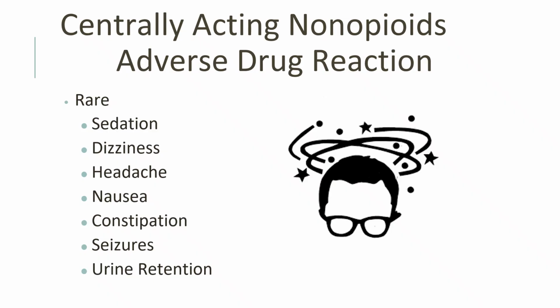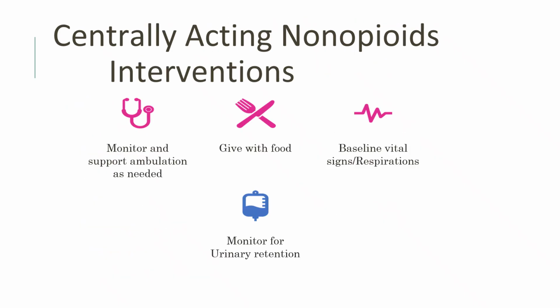Tramadol, being a centrally acting non-opiate, very much mirrors opioid side effects. When we're looking at adverse drug reactions, it has the same effects: sedation, dizziness, respiratory depression, and overdose. We're also looking at headaches, nausea, and constipation, just like opiates, as well as seizures and urinary retention. When we administer this drug to our patients, we need to monitor them. Remember, if they're ambulating, they're going to be lightheaded or dizzy, so we have to monitor them so they don't injure themselves.